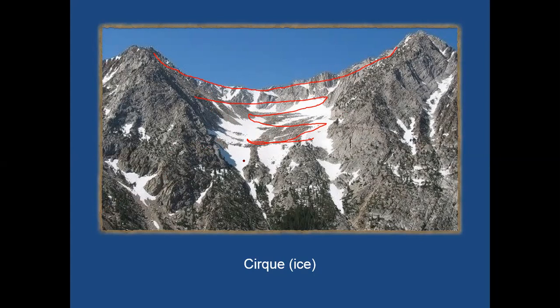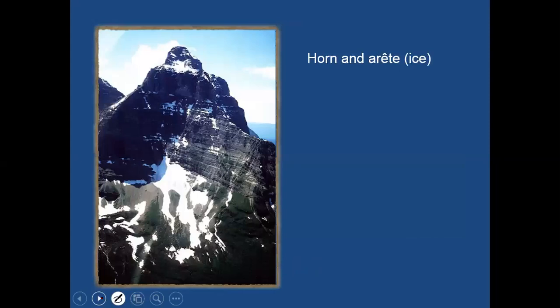However, because glaciers are frozen, they erode this more gentle U shape, whereas liquid water will erode a V shape into the area. So anytime we see that U shape, we want to think ice. If we see a V shape, we want to think water.